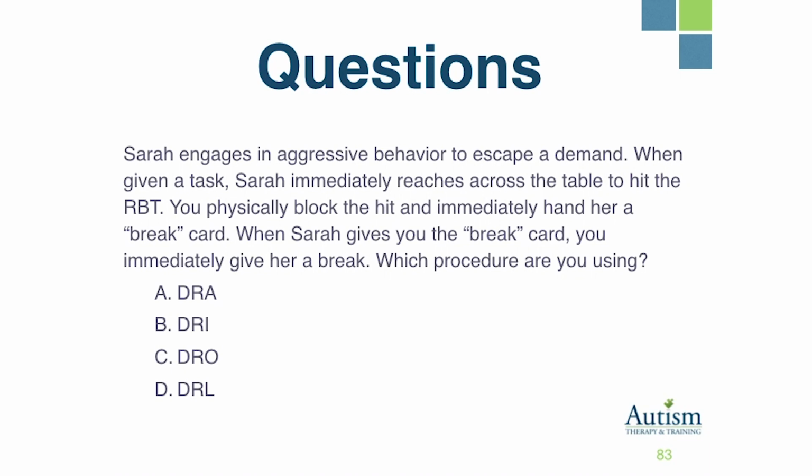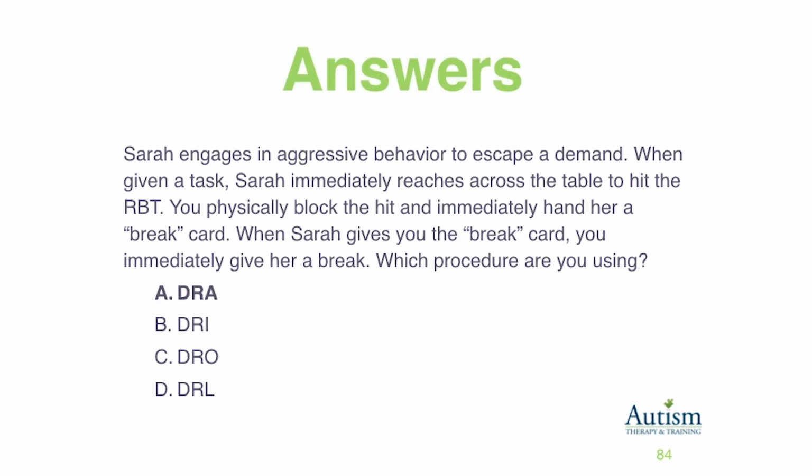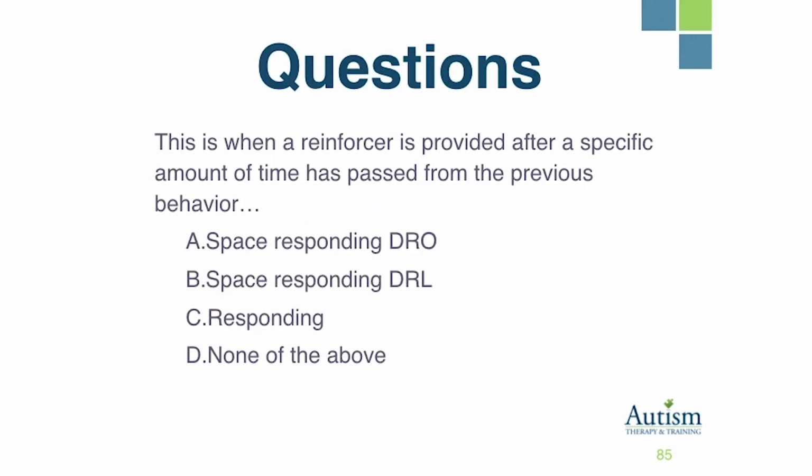A. DRA, B. DRI, C. DRO, or D. DRL? And the correct response is A. DRA. This is when a reinforcer is provided after a specific amount of time has passed from the previous behavior. A. Spaced responding DRO, B. Spaced responding DRL, C. Responding, or D. None of the above.